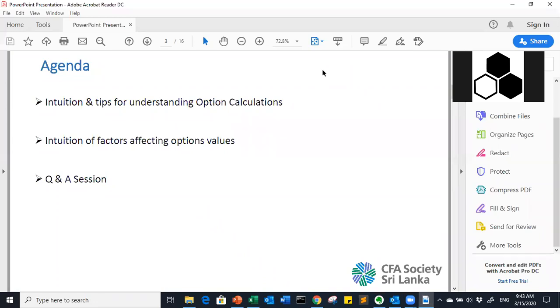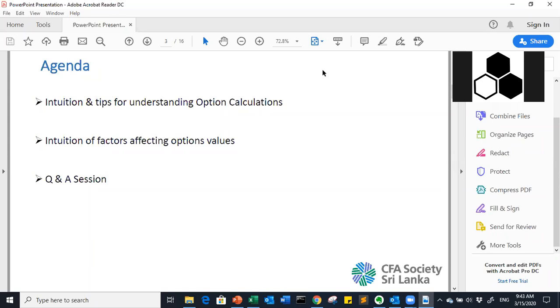So what I'll be trying to do is pick out some key topics within the options material and give you some intuition on them, along with tips on how you can remember the results, how to figure out the different payoffs, how to do the calculations for the payoffs, and how to figure out the option values, etc. Those are the sorts of things we'll be covering.